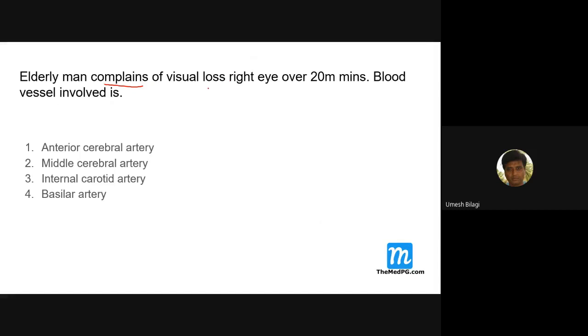An elderly man complains of visual loss in the right eye over 20 minutes. I explained this just now; I want you to answer this. The blood vessel involved is: anterior cerebral artery, middle cerebral artery, internal carotid artery, or basilar artery? Tell me, what is it? Internal carotid. Very good. Internal carotid artery, because the ophthalmic artery is a branch of the internal carotid artery.